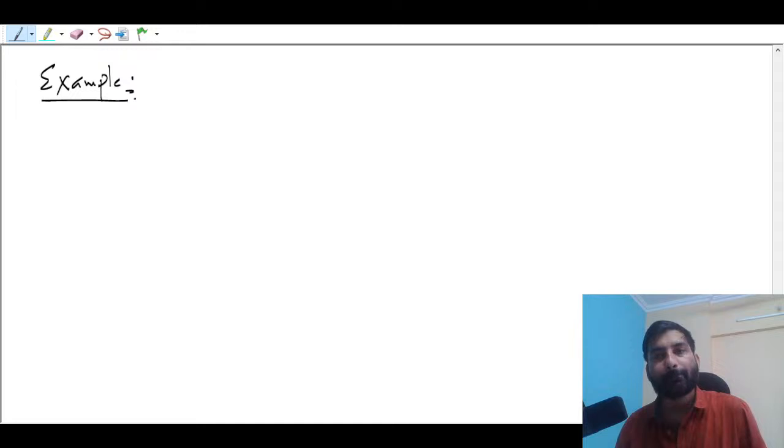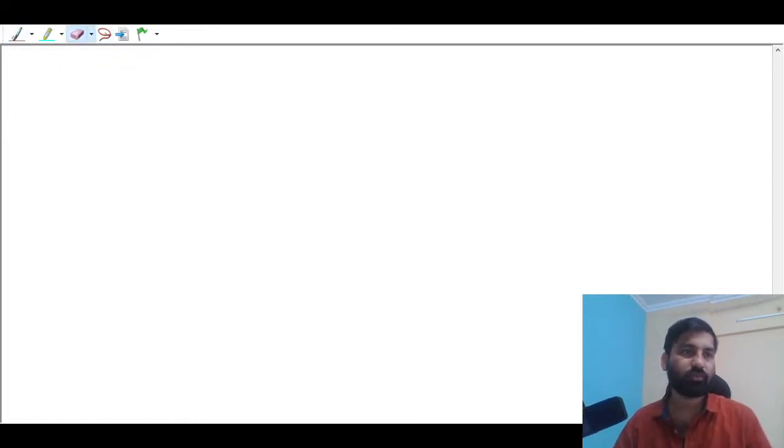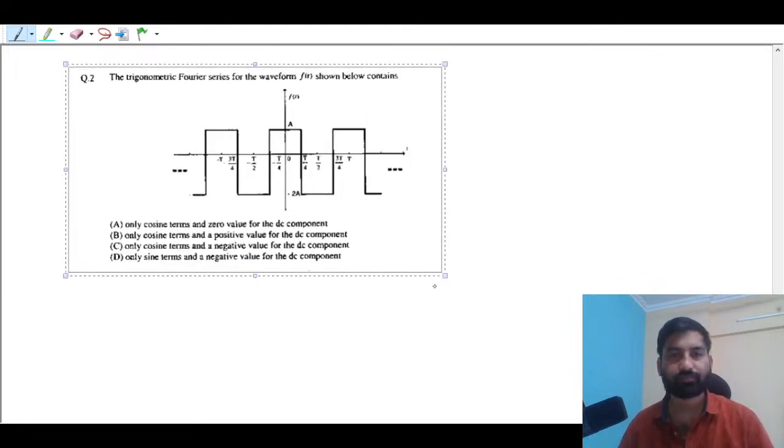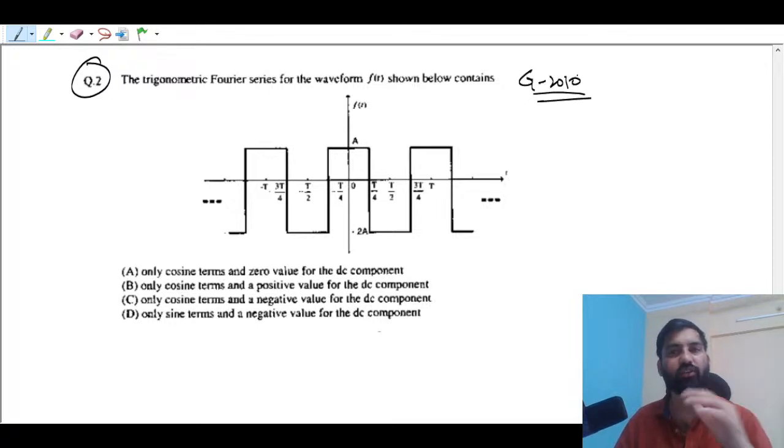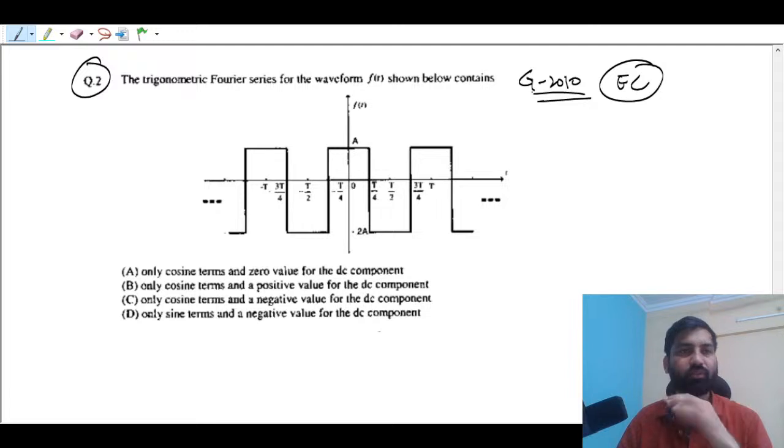I will directly take the question, and that was asked in GATE 2010, and I think you guys can now answer it. So you have to comment about the trigonometric Fourier series coefficients. They are nothing but AK and BK. So let me directly take that question, then we will take the example. So this question was asked in GATE 2010. You can practice all the questions in ECE or electrical.